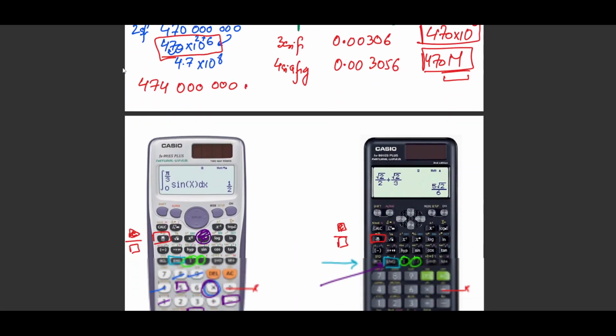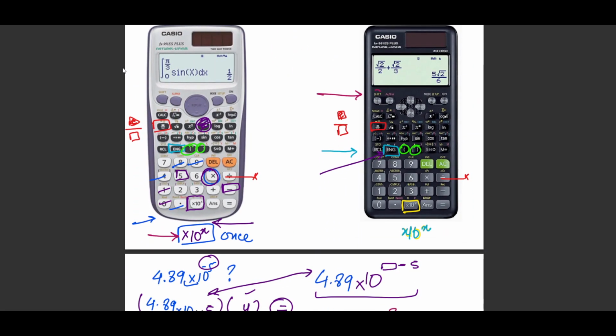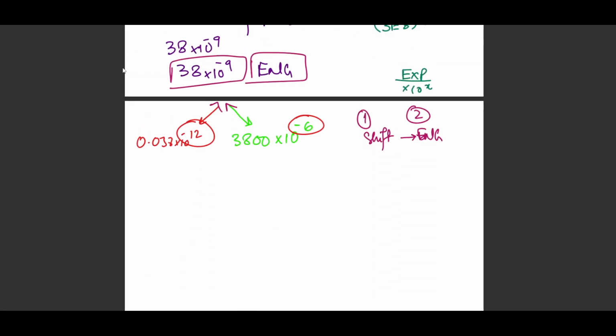Where can you find the Shift button? You will find the Shift button over here at this location for both calculators or for most calculators. So Shift and then press ENG. It will again try to shift the powers back to either -9 or take you to this power. So then it's all up to you now.